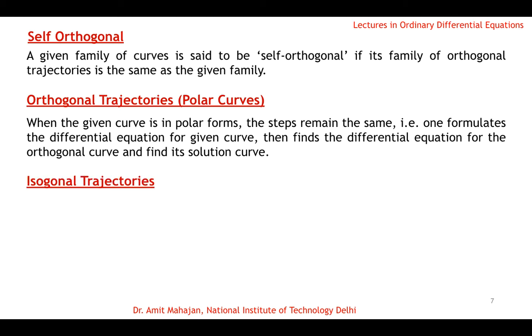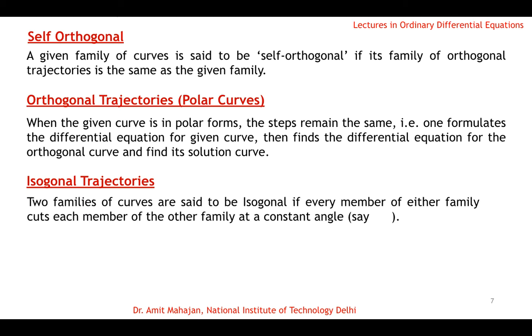And finally, the isogonal trajectories. Isogonal means at the same angle. But that angle may not be 90 degrees; it may be 30 degrees, 45 degrees, and so on. Two families of curves are said to be isogonal if every member of either family cuts each member of the other family at a constant angle, say alpha. For orthogonality this alpha is 90 degrees, and in general you can call it alpha, so we call them isogonal trajectories.